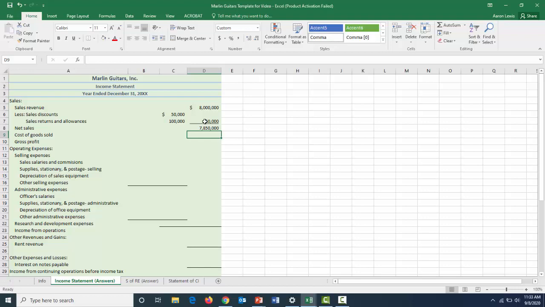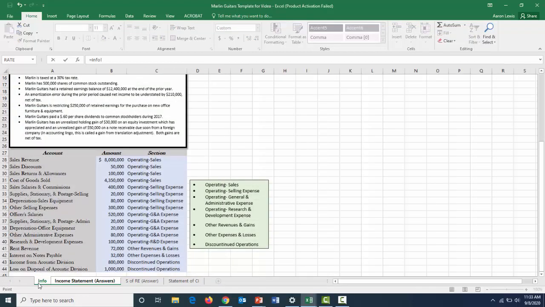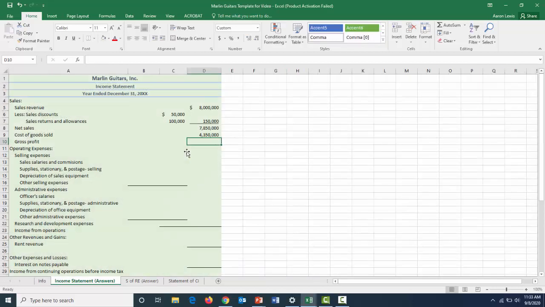Well, the next thing users of our information are going to want to know is what was our gross profit. And to find our gross profit, we need to subtract our cost of goods sold from those net sales. So let's go over to our statement over here and find our cost of goods sold. And as we see here, the cost of goods sold for Marlin was $4,350,000. We bring that on over, and then we take our net sales minus our COGS and determine that Marlin Guitars had a gross profit of $3.5 million. So that's how much they made just from markup on goods.